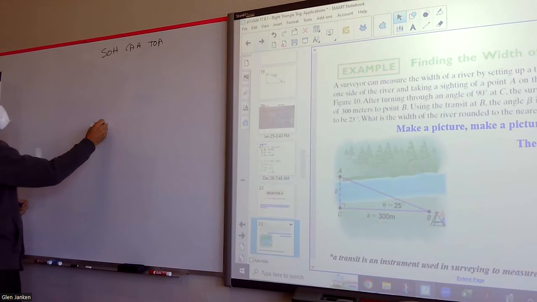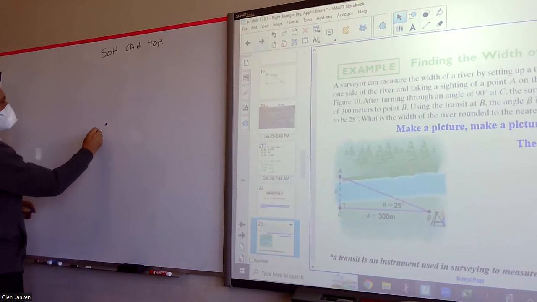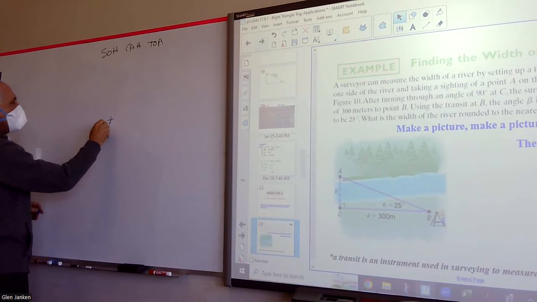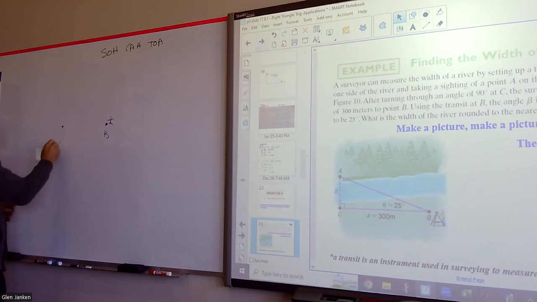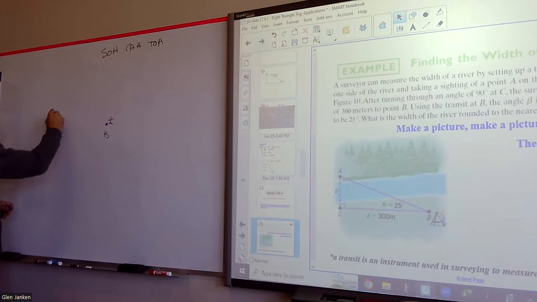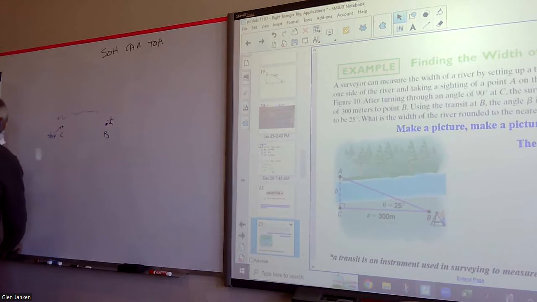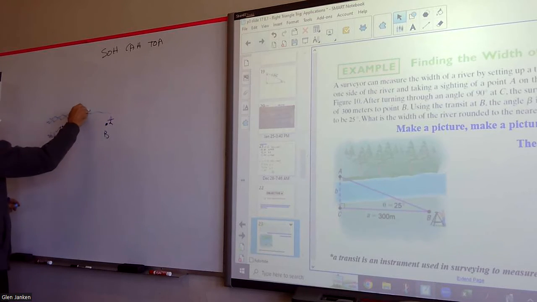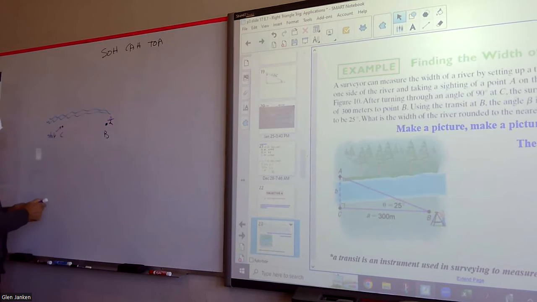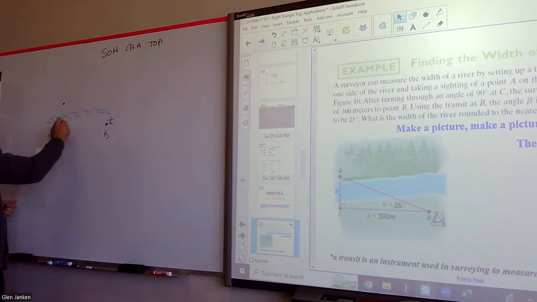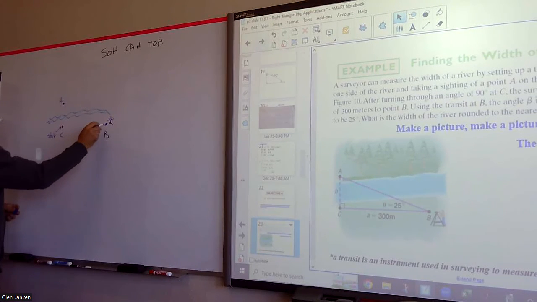So here I am, and I am at what they're calling point B. This is me. And over here on the same side of the river is point C, and that's my little stick. And then there's the flowing river. Now let's make it river colored. Here's the flowing river. And on the other side of the river, making a nice right angle, here is point A. So can you see I have a triangle here? Everybody see the triangle?